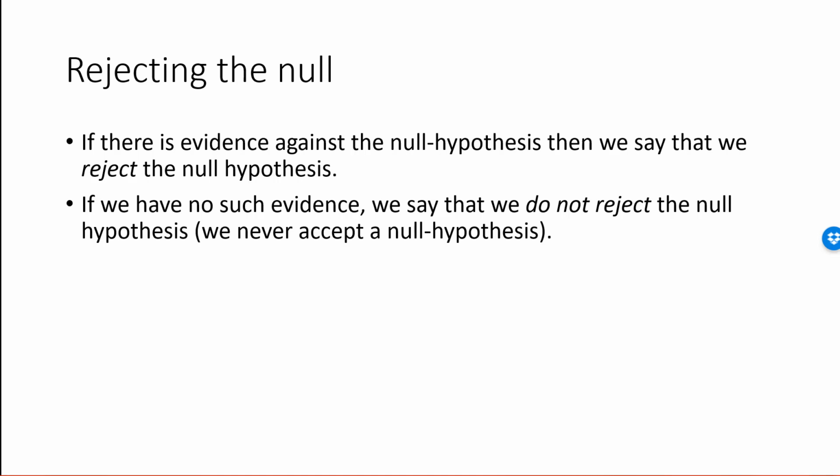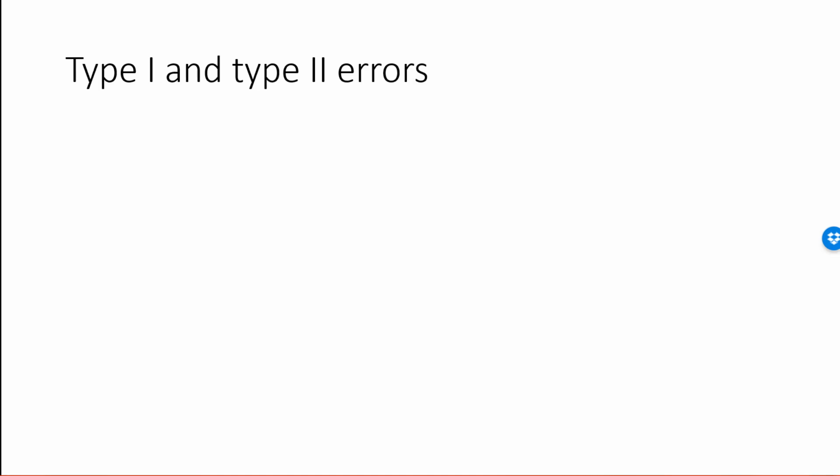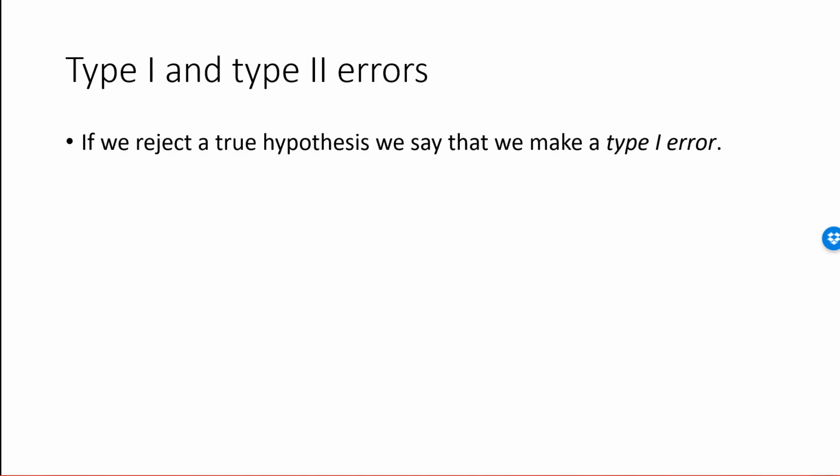That's sort of built into the game. So based on this discussion, we can actually make two types of mistakes. And these mistakes or errors are called type 1 and type 2 errors. The first error we can make is if we reject a null hypothesis that is actually correct. That's the type 1 error. If we reject a true hypothesis, then we're making a type 1 error.